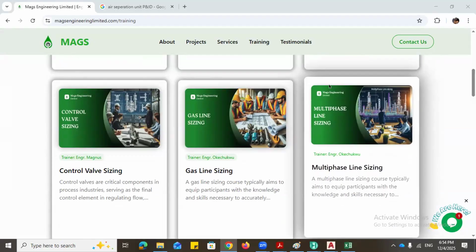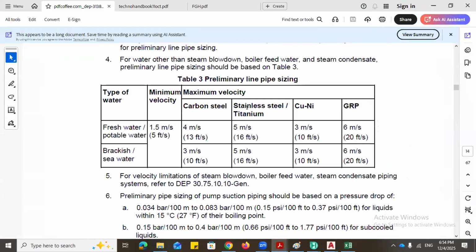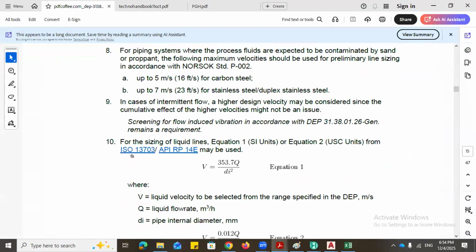just like what's it called? Shell have, but they don't use Shell. What they use is this standard, ISO and API. They use these two standards. The reason they are using these standards is because anywhere you find yourself, all these multinational companies get their standard from these two, British and American. That's all.